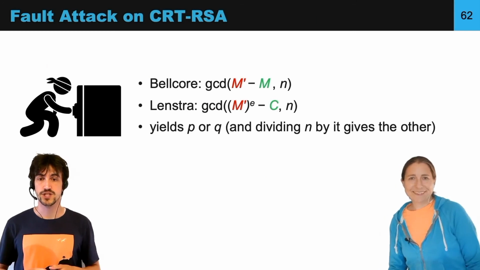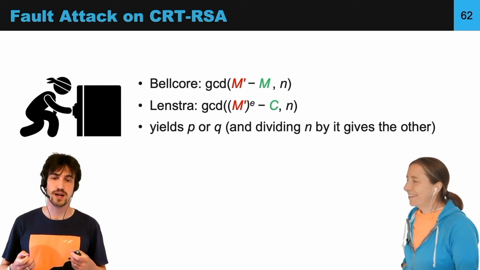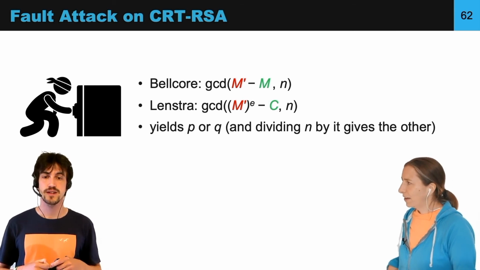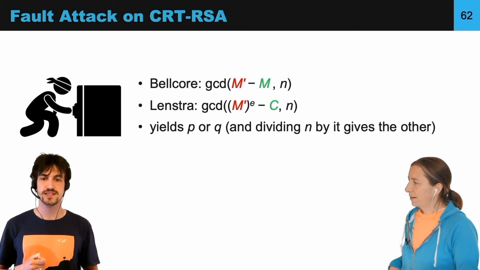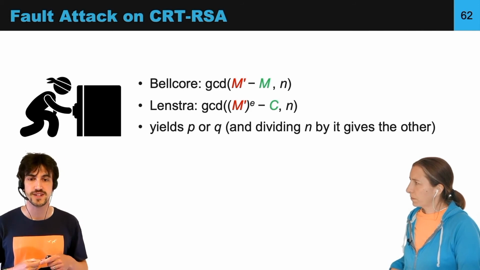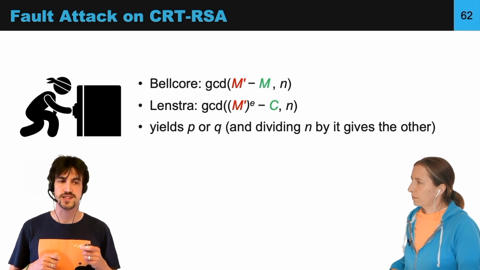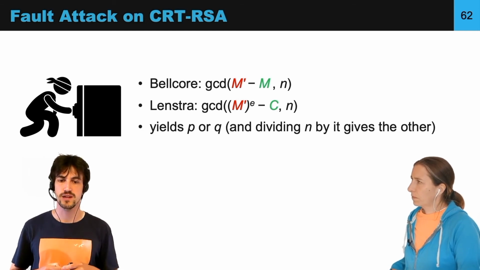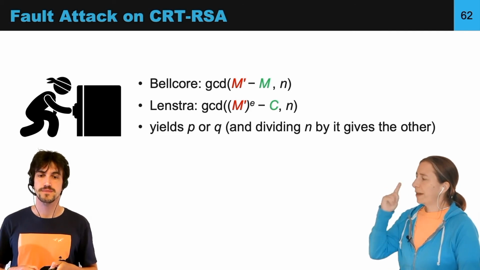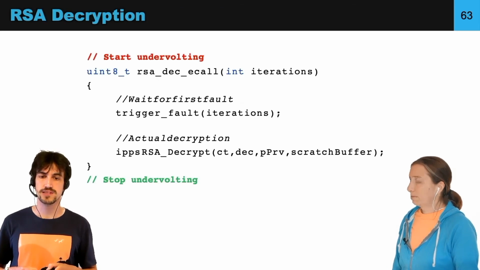Just before I show the actual demo, there are two ways to recover one of the prime factors from a faulty decryption. One is called the Bulck attack, which needs the decryption once valid and once faulty of the same ciphertext. The other, optimized variant is called the Lanstra attack, and that can work with a single faulty decryption, which is great if there's some randomization in the scheme. So we only need one fault to get the private key out. Correct. Let's look at an example.